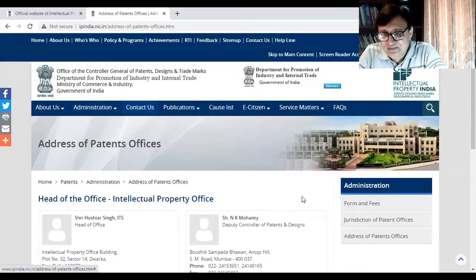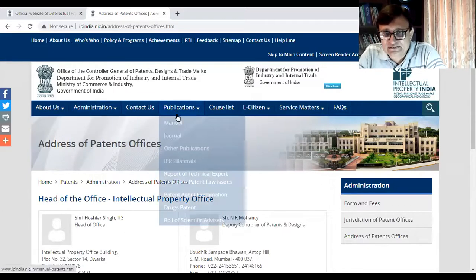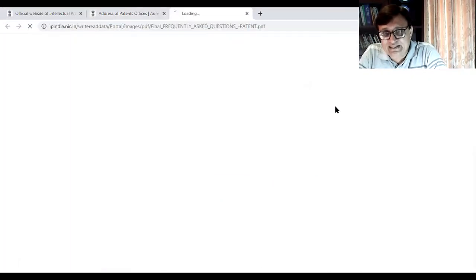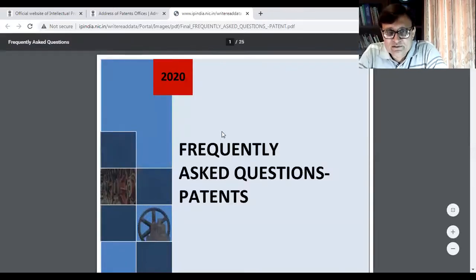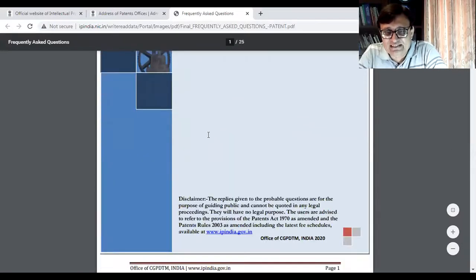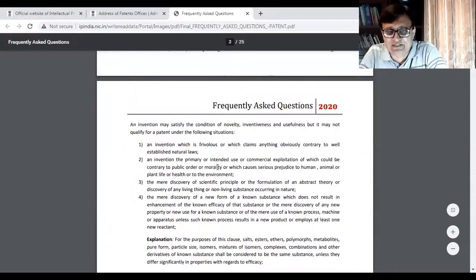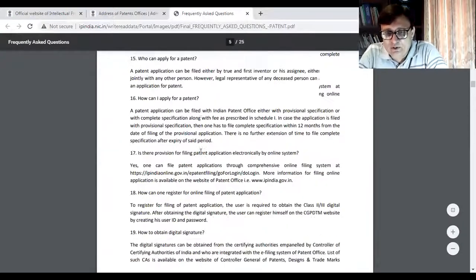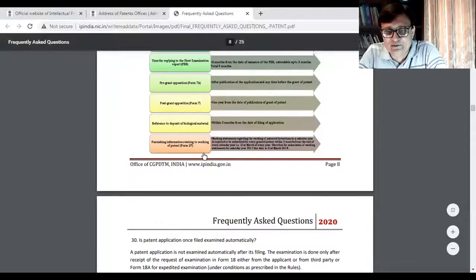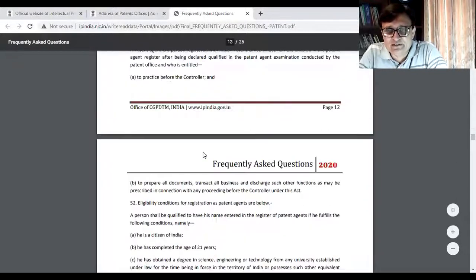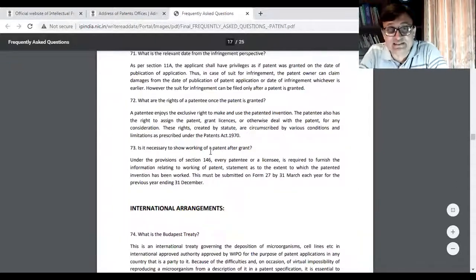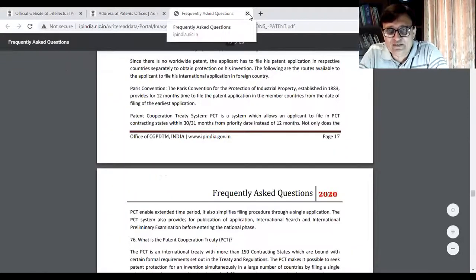Similarly, in publications, there are certain publications regarding it. Like in the Copyright Act, we have frequently asked questions, which will be very helpful to all of you. These frequently asked questions are the latest guide for you. What is a patent? What is the term of the patent? All these things are briefly explained here. You must download this and get it printed, so it may be useful for you to prepare notes, because this is authentic information. From nowhere else can you find it.